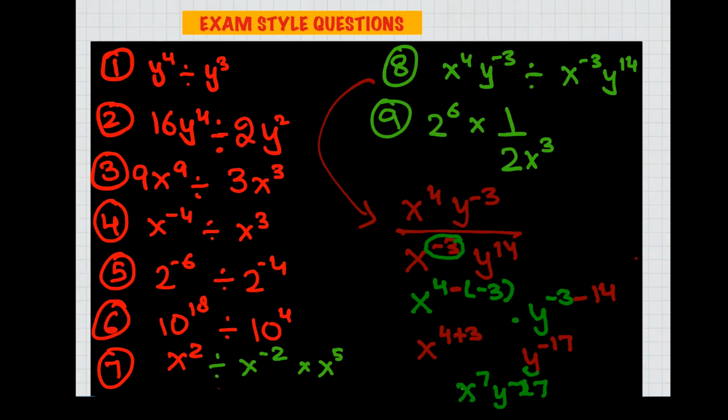Just for your information, whenever you have two negative numbers, minus 3 minus 14, you add them up but still write the minus sign. Now your turn to do all these remaining exam style questions yourself, please. 1 to 9, please attempt all these questions yourself before you move on to the next topic.